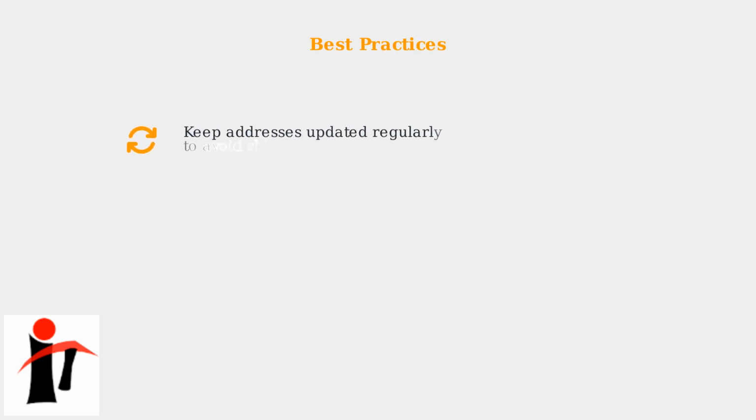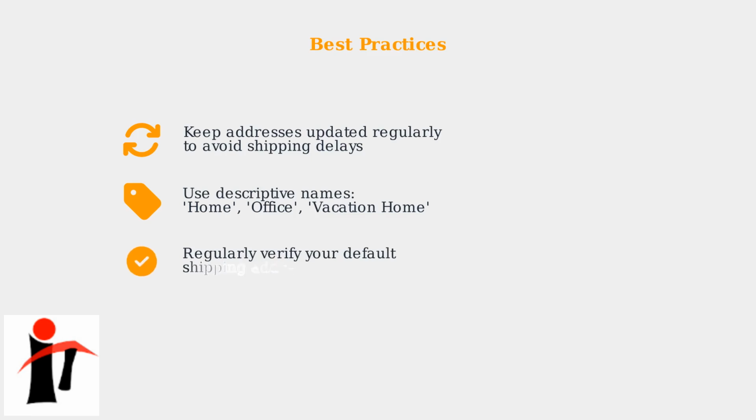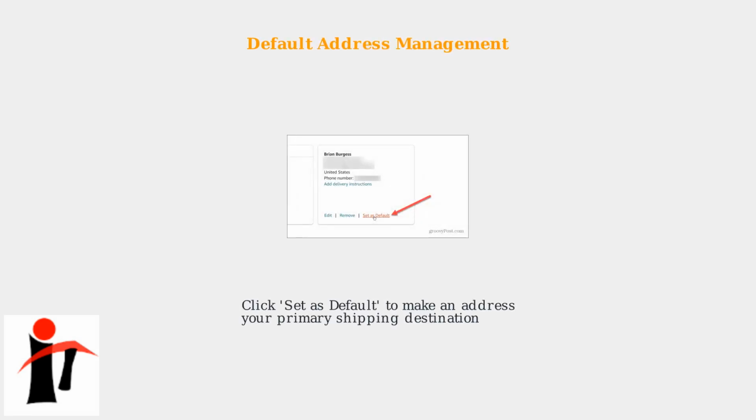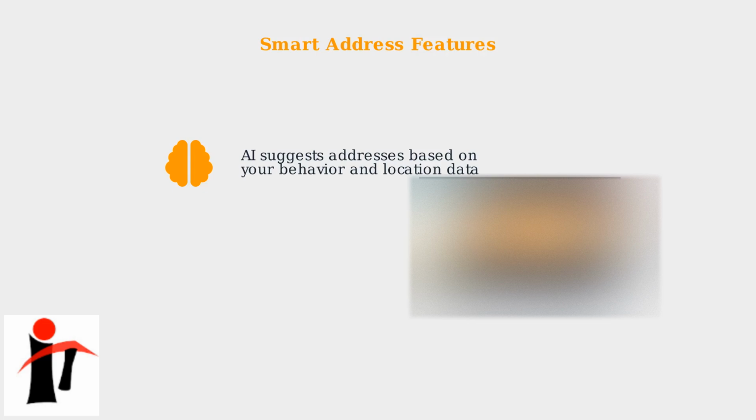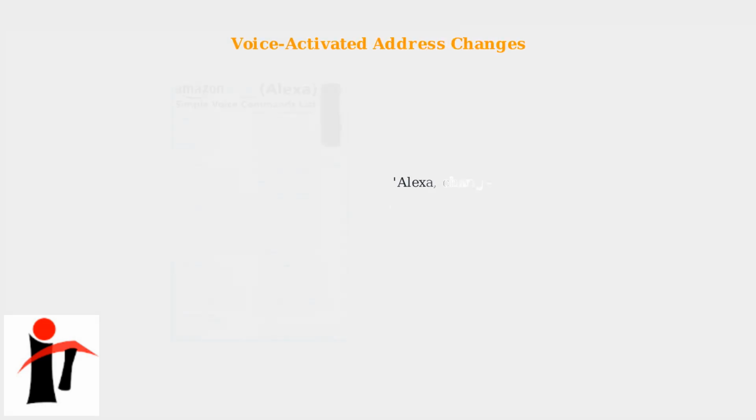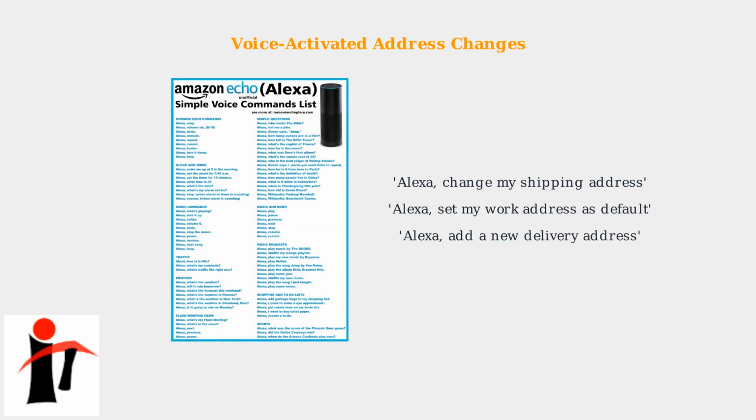Effective Amazon address management starts with following key best practices that can save you time and prevent shipping issues. Setting and managing your default address is crucial for smooth ordering. Amazon makes this easy with clear interface options. Amazon is leveraging artificial intelligence to make address management smarter and more intuitive based on your shopping patterns and location data. Amazon has integrated address management with Alexa devices, allowing you to change shipping addresses using simple voice commands.